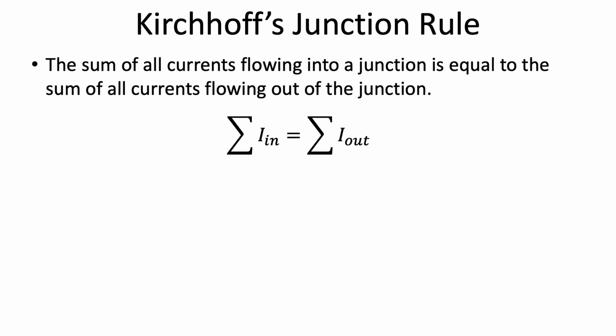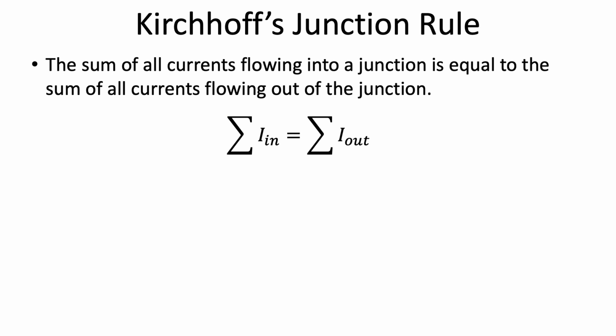Mathematically, we can express it this way, where the Greek letter sigma, which is circled in red, means the sum of. This equation is stating that if we add up all the currents into a junction, it must equal the sum of all the currents out of the junction.